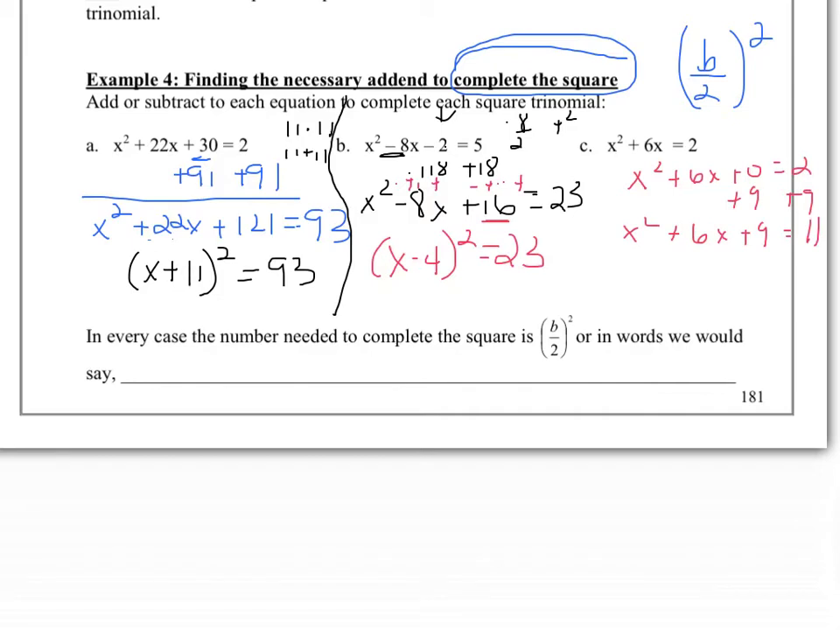Now I have my perfect square trinomial in the C position. 3 times 3 is 9, and 3 plus 3 is 6. So I have x plus 3 squared is equal to 11.